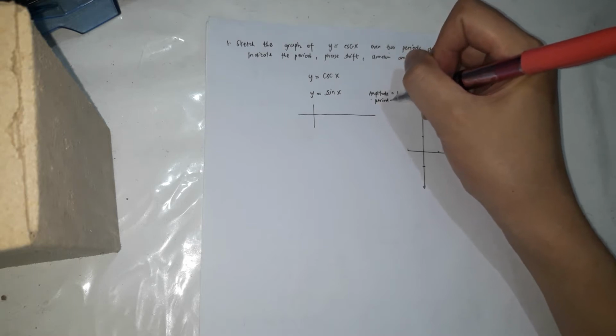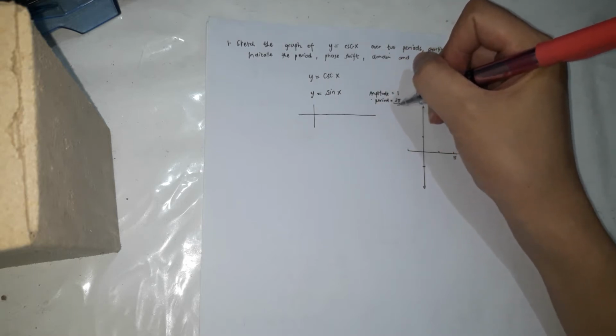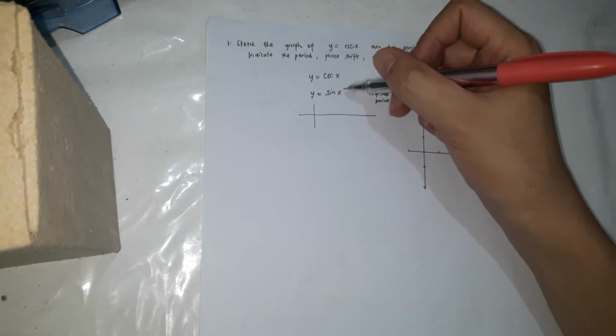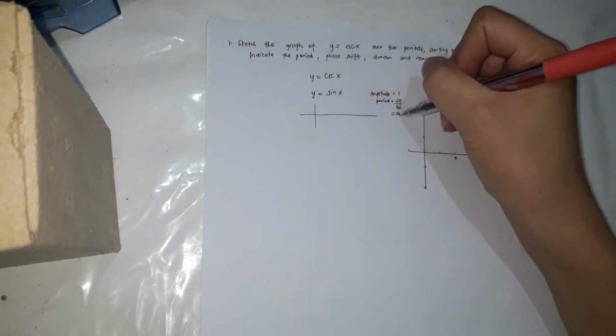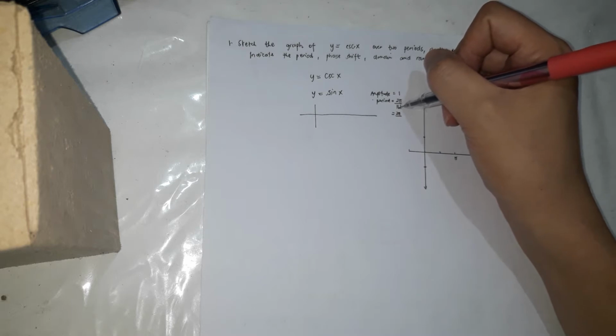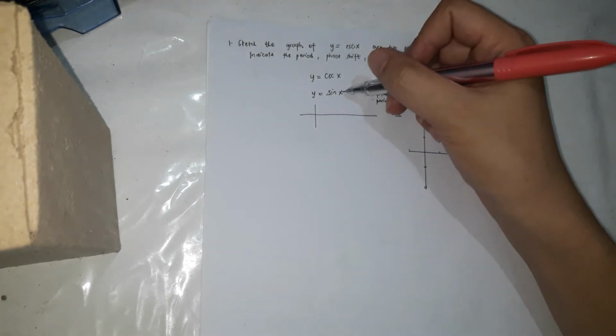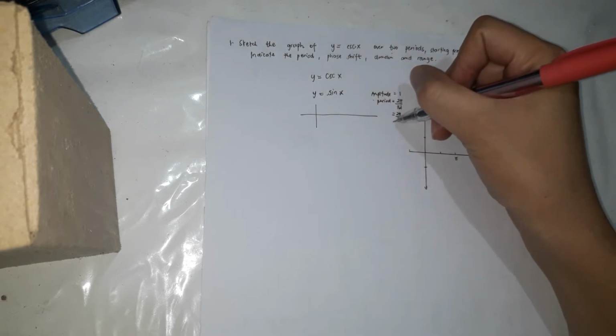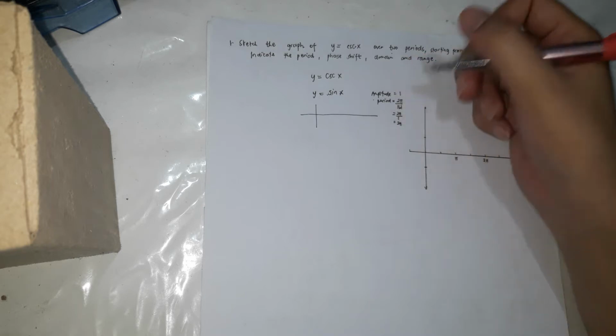The period is by the formula 2 pi over absolute value of b. 2 pi is just copy 2 pi. What's the absolute value of b? The absolute value of b is yung katabi na naman ni x. Kasi walang katabi si x, that's ibig sabihin 1. So period is 2 pi.